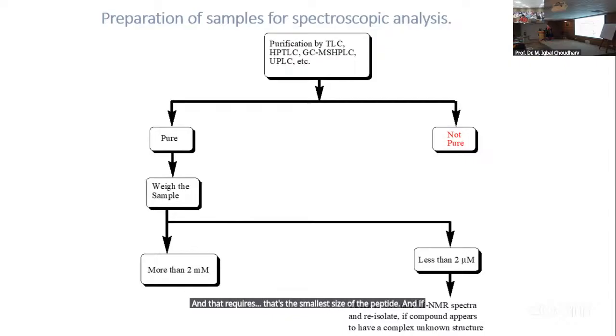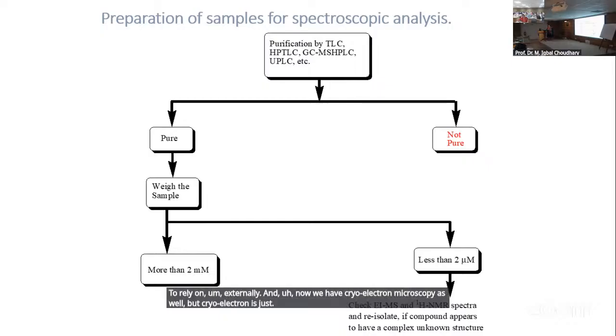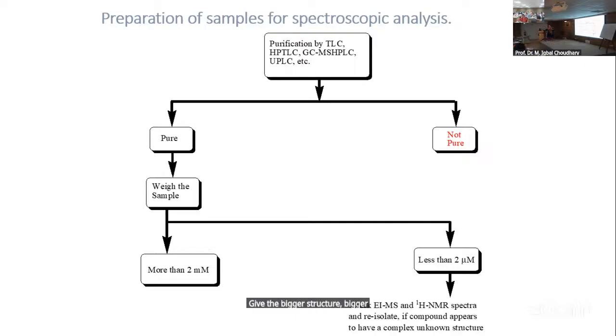And if we go further, the spectral analysis gets more and more complex. And we have a limitation in NMR spectroscopy so far with the available magnet, which is 1.2 gigahertz. We can go up to a 35 kilodalton protein, not more than that. For more than that, we still need to rely on X-ray. And now we have cryo-electron microscopy as well, but cryo-electron microscopy just gives the bigger molecular structure overall, but not at the atomic level.